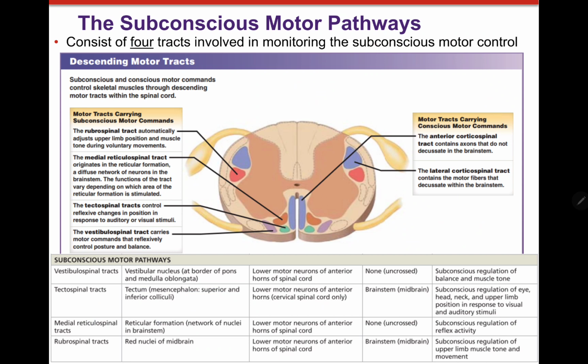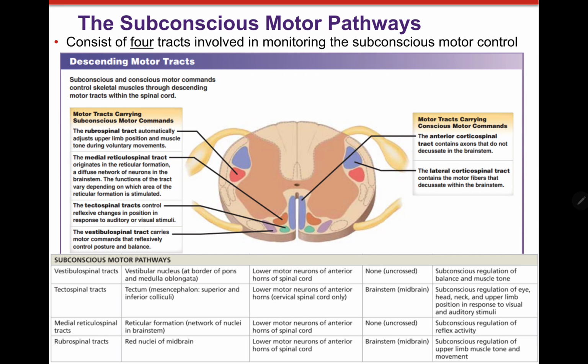Then we also have subconscious, or unconscious, motor pathways. So these are going to be those extrapyramidal tracts, consisting of four tracts involved in monitoring the subconscious motor control, right? So these are indirect pathways for unconscious movements, also for finely tuned conscious movements. So we have subconscious and conscious motor commands controlling our skeletal muscles through descending motor tracts within the spinal cord.